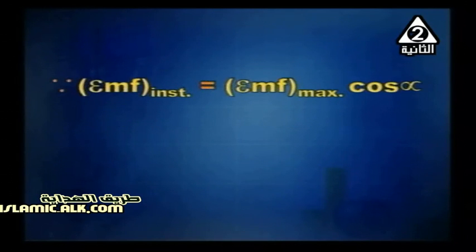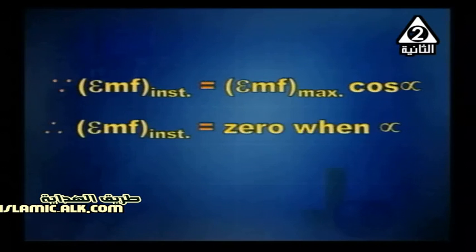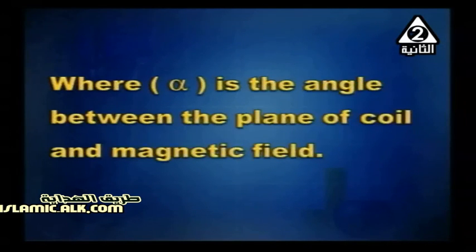EMF instantaneous equals EMF maximum cosine alpha. So EMF instantaneous equals 0 when alpha equals 90, cosine 90 equals 0. Alpha is the angle between the plane of the coil and the magnetic field.